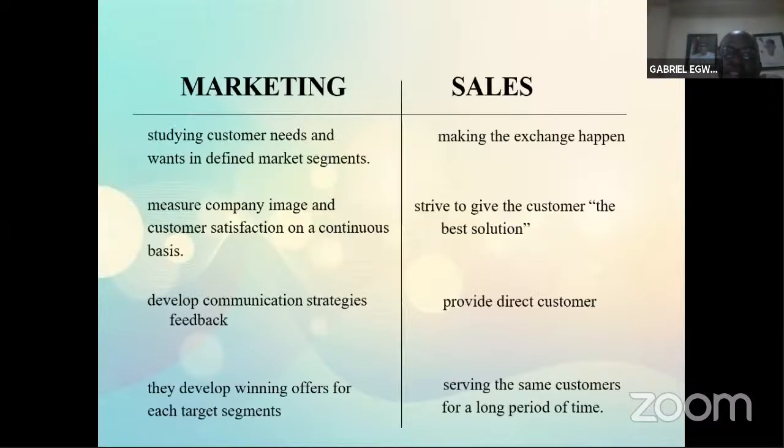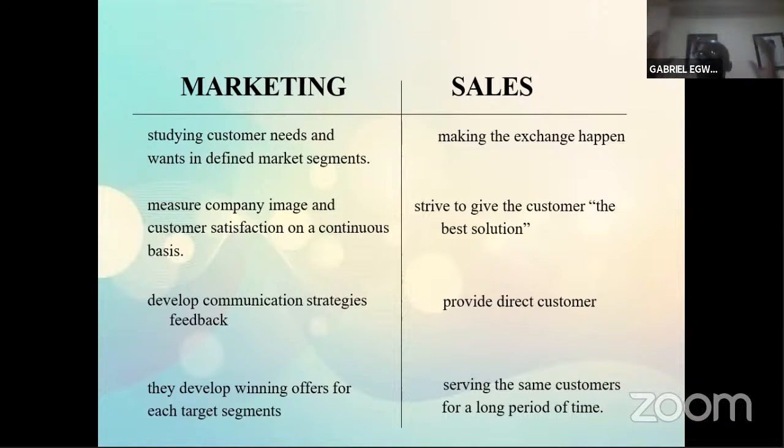So marketing is studying customers' needs and wants in a defined market segment. While sales is making that exchange to happen, making that transaction to happen. Do you understand? You have studied the customer, the needs and the wants, and you have defined your market segments and so on and so forth. But that product must leave from one hand to the other, and money must come back. That's the sales part of the process.